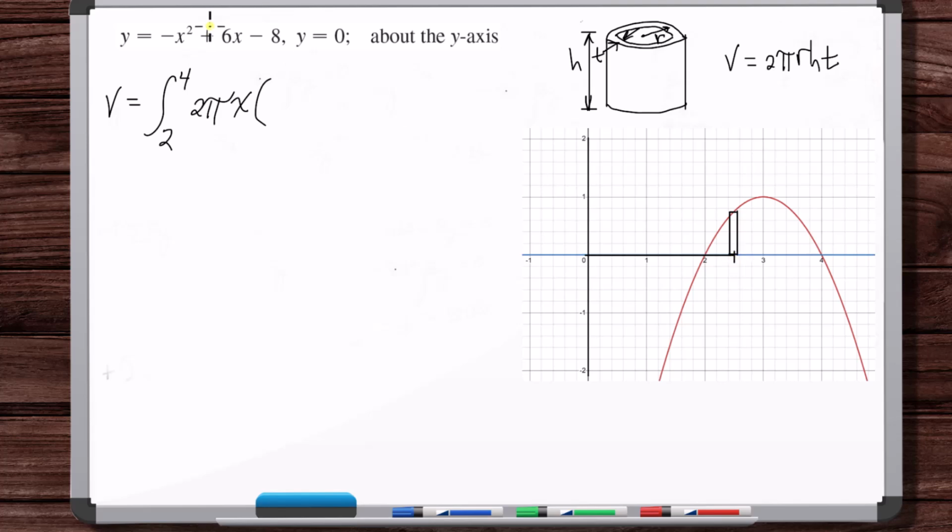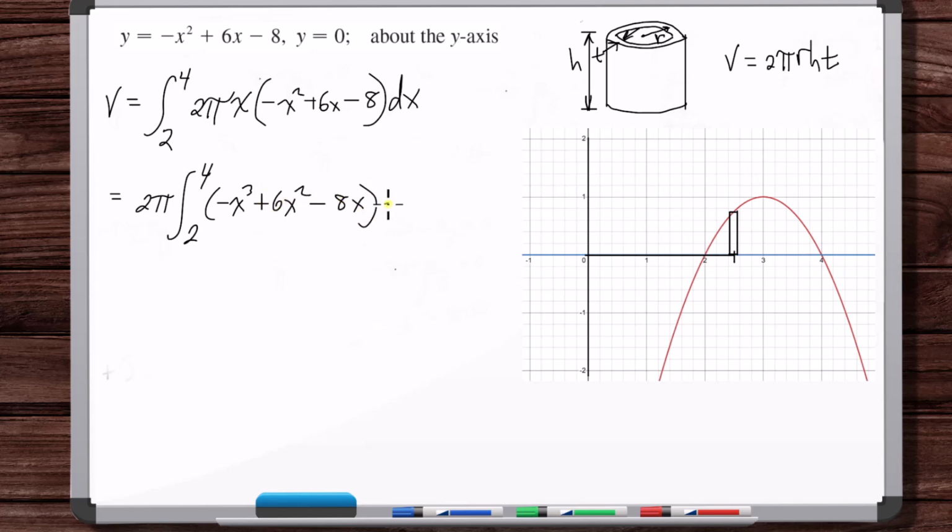The height is x evaluated here, so minus x squared plus 6x minus 8. And then the thickness is dx. There we go. So now we just need to evaluate this definite integral: minus x cubed plus 6x squared minus 8x.